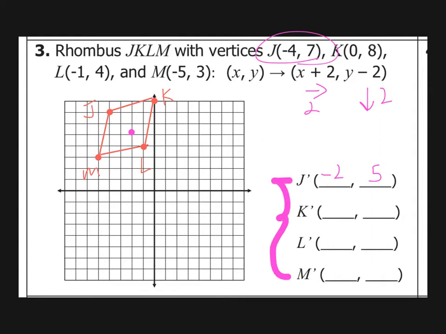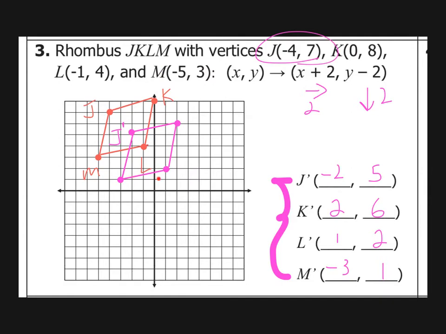Algebraically, try to apply the translation. Take a look at my values here. Is that what you got after you added 2 to each of the x values and subtracted 2 from each of the y values? For instance, -5, 3: when you add 2 to -5, for M prime, you should get -3. And when you subtract 2 from 3, you should get a 1.